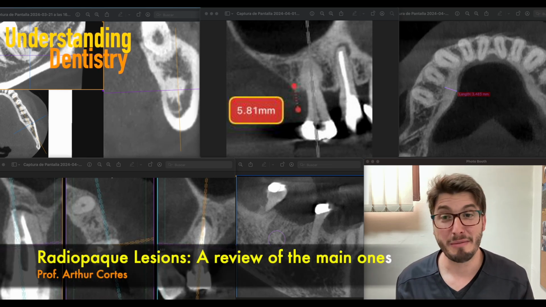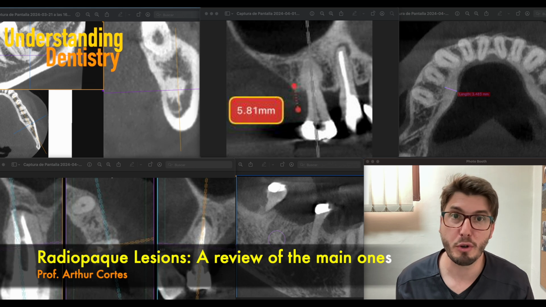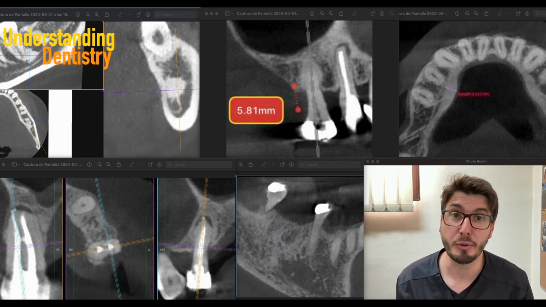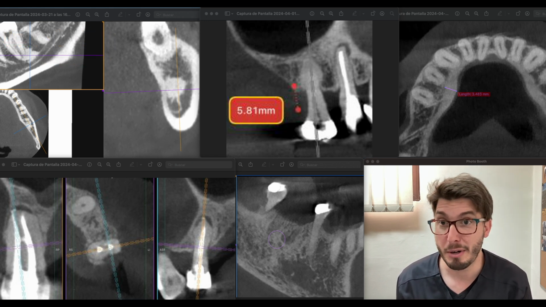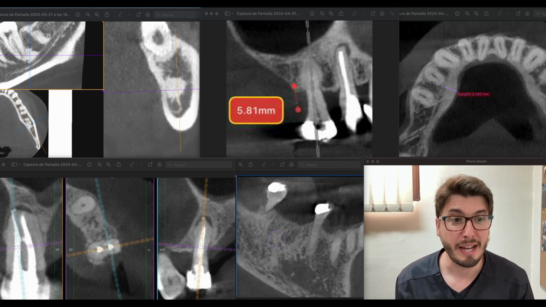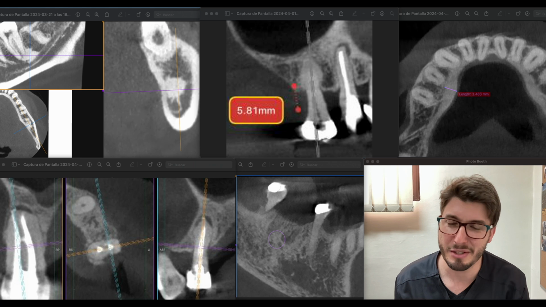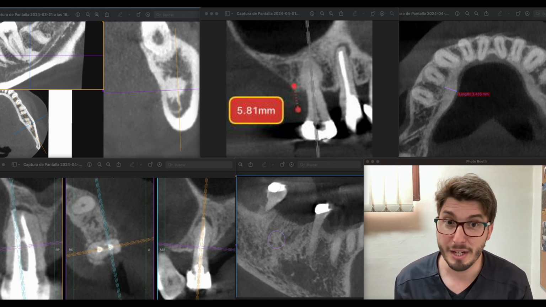Hello guys, and welcome to this video to talk about the most common, or at least some of the most common radiopaque alterations, or hyperdense alterations if we are talking about CBCT, if we are talking about 3D imaging. So I have 5 cases in front of me now, and I want you guys to pause the video and try to diagnose the 5 cases, okay? And I hope you guys were able to do it.